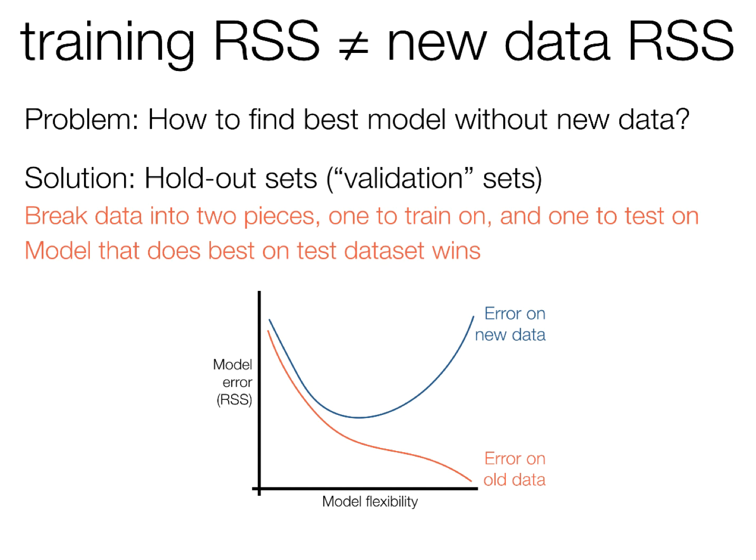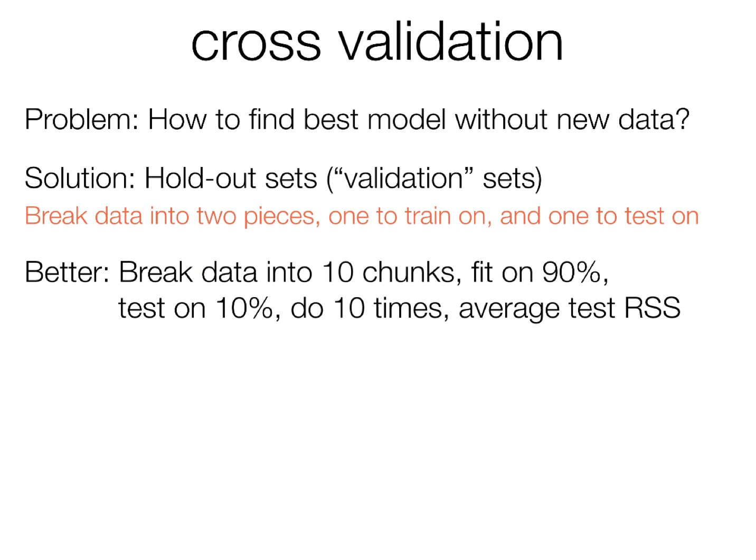So the model that has the best error on data that it has not yet seen, that's the one we're going to declare to be the winner. Okay? Now, in practice, we actually do something slightly different than that. That's the basic idea, but here's a better strategy.